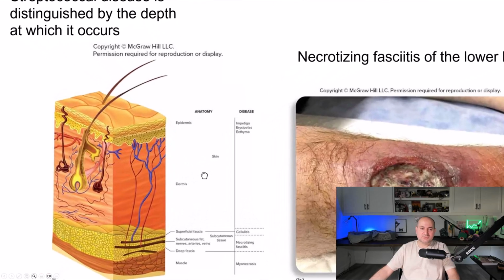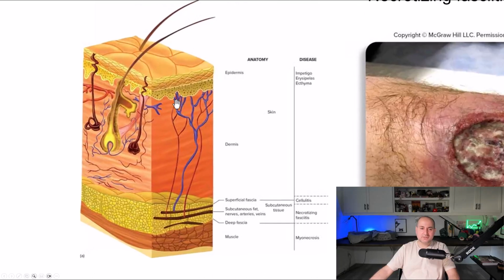And by the way, these streptococcal diseases are distinguished based on the depth at which they occur. So for instance, look at this. This is your skin layer right here. This is an anatomical sketch of your skin layers, I should say. If it's up here, it's called the epidermis. And if the strep affects the epidermis, this is what leads to impetigo, erysipelas, and ecthyma. These diseases occur near that upper epidermis.